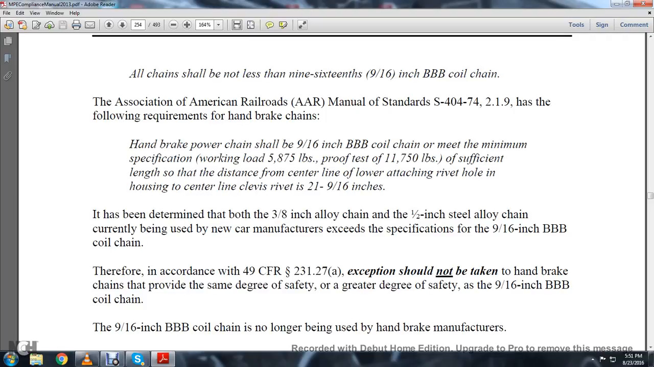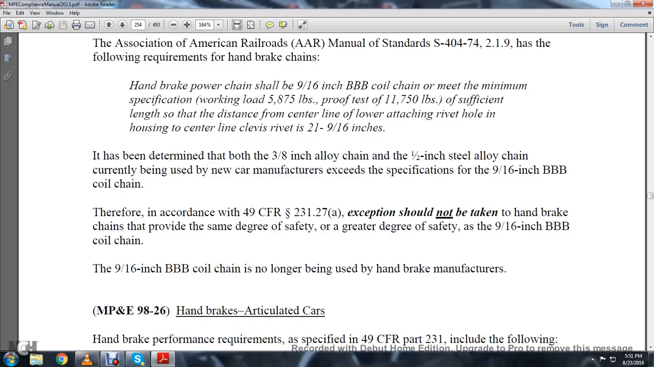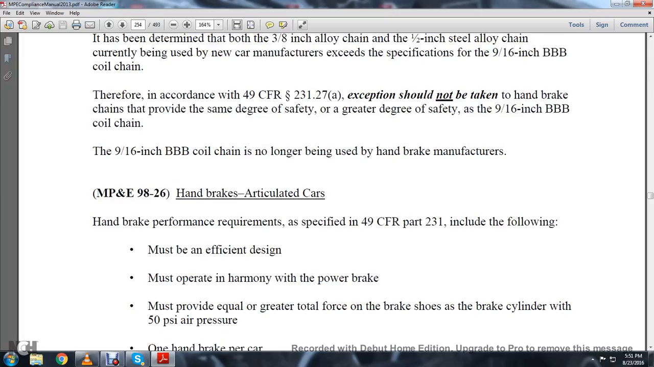Therefore, in accordance with Title 49 CFR 231.27, exemption should not be taken with handbrake chains provided with the same or a greater degree of safety as 9/16 of an inch BBB coil chain. 9/16 of an inch BBB coil chain is no longer being used in handbrake manufacturing.